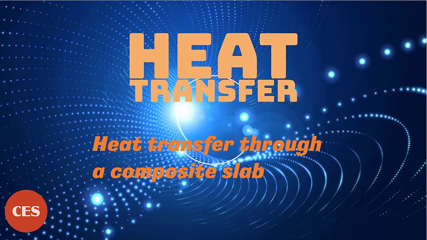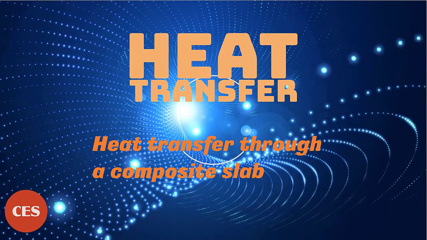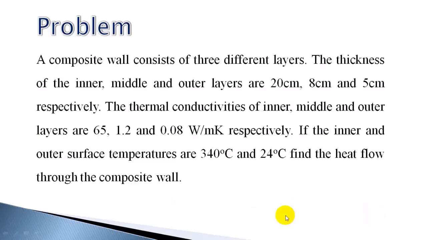In today's class, we'll work out a numerical example on heat transfer through a composite slab. A composite wall consists of three different layers. The thicknesses of the inner, middle and outer layers are 20 cm, 8 cm and 5 cm respectively. The thermal conductivities of the inner, middle and outer layers are 65, 1.2 and 0.08 watts per meter Kelvin respectively.